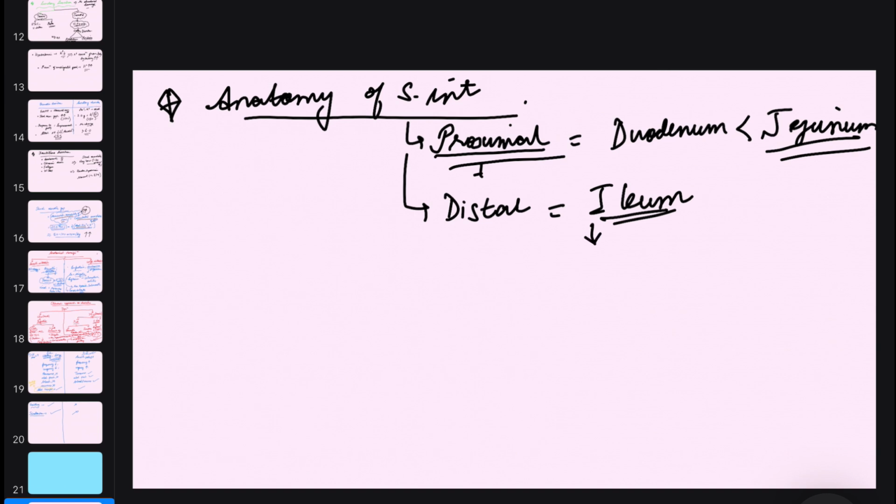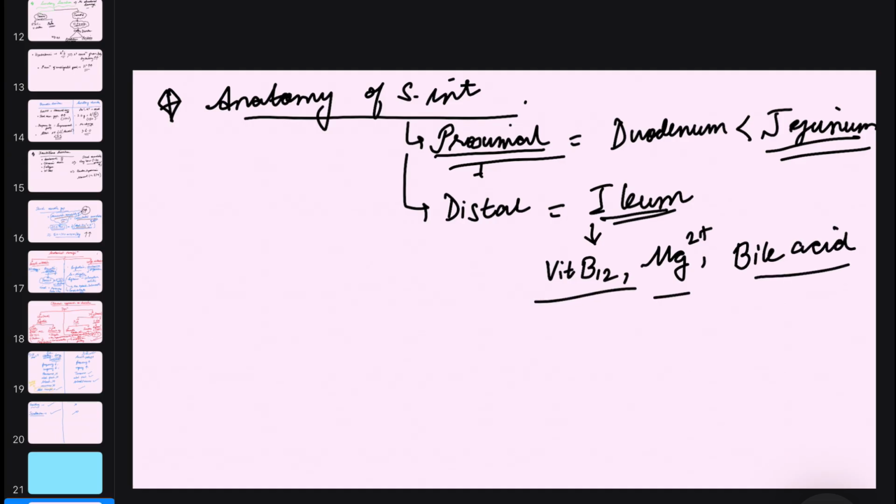there are only three things that get absorbed from here, and it's very important to know what these three things are. First is vitamin B12. Second is magnesium 2+, and third is bile acid. Remember these three things. Engrave these three things in your mind. These three things, vitamin B12, magnesium, and bile acids, get absorbed from the ileum.